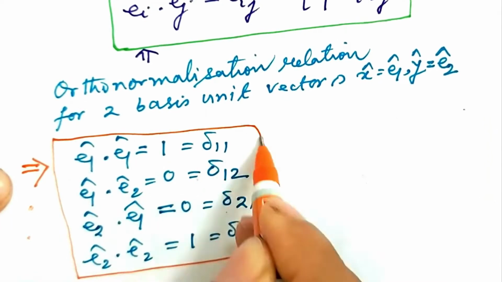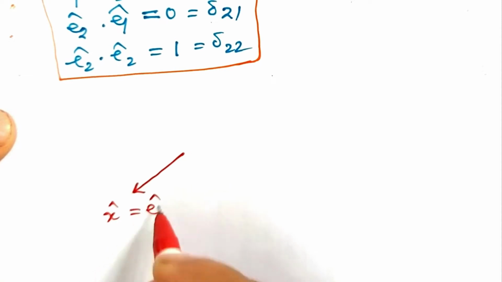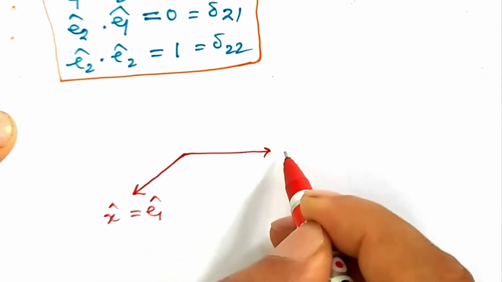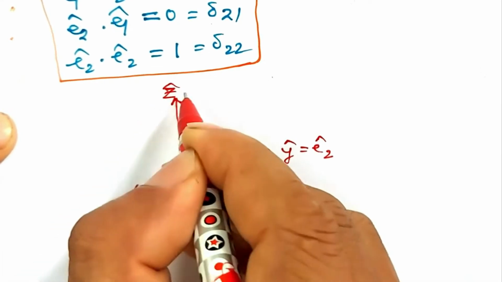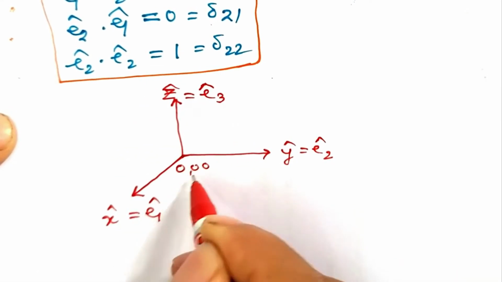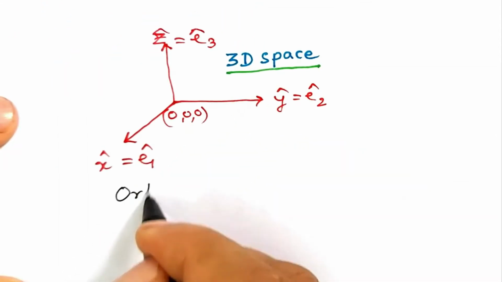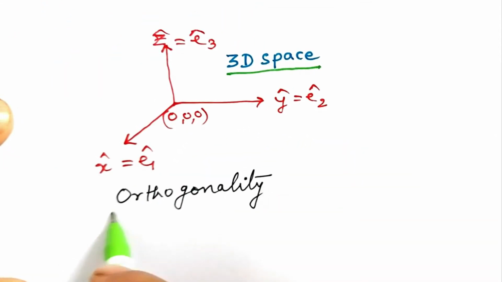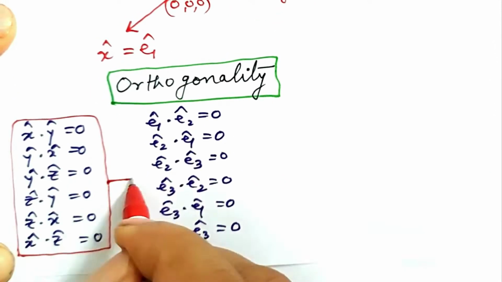Suppose this is the axis, x cap equal to e1 cap, this is y cap equal to e2 cap, and this is z cap equal to e3 cap. This is the origin. It represents the 3D space. We first take up orthogonality. Dot product between unit vectors is equal to 0.